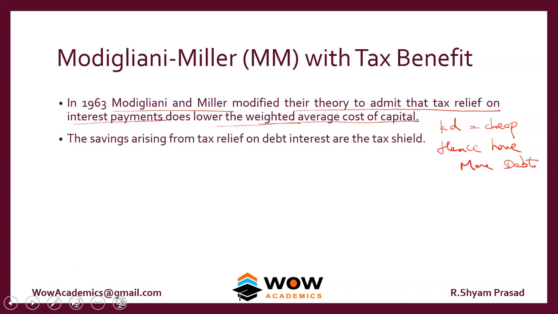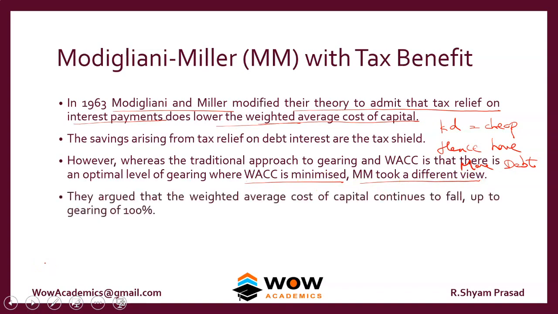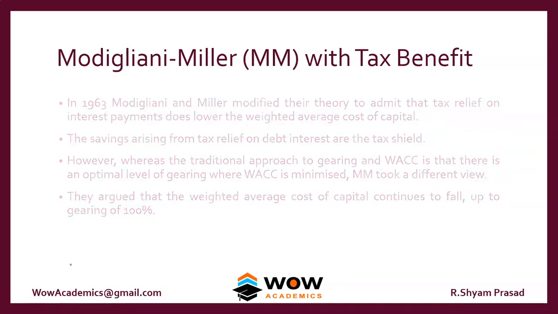The savings arising from tax relief on debt interest are the tax shield. That's a tax benefit. Whereas the traditional approach to gearing and WACC is that there is an optimal level of gearing where WACC is minimized, Modigliani and Miller took a different view. They say that there is no optimal capital structure. They argue the WACC continues to fall up to 100% of gearing. It means your company can have 100% debt, that is 0% equity. That is the optimal capital point which it suggests.